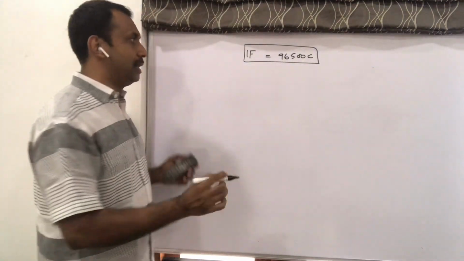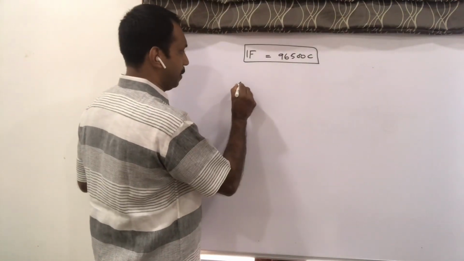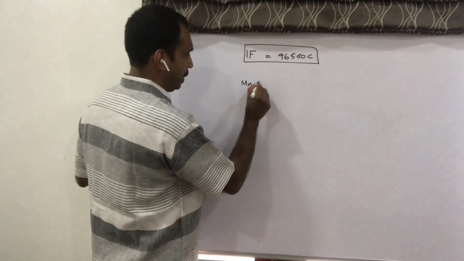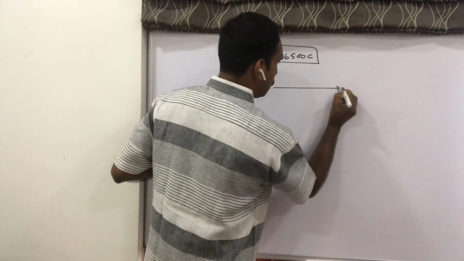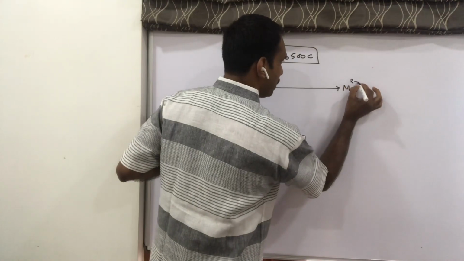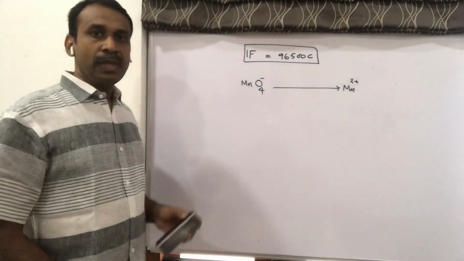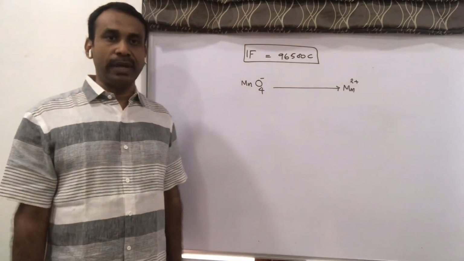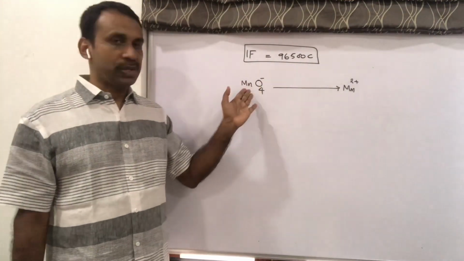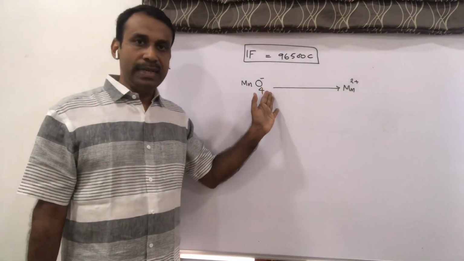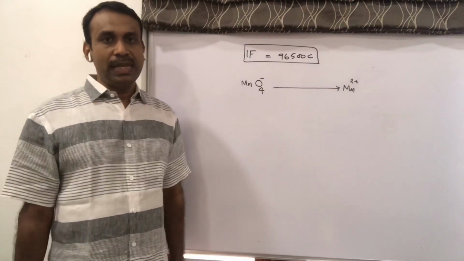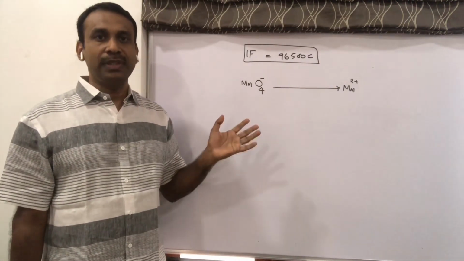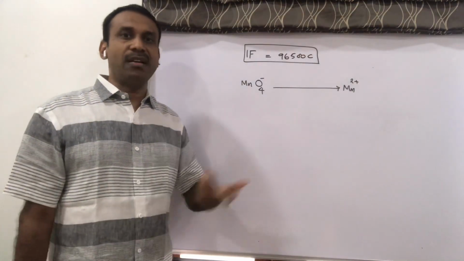Now here is a simple question. Consider the conversion of MnO4 minus to Mn2 plus. You see this reaction. How much Faraday is required for this conversion? Permanganate ion is converted into Mn2 plus. How much Faraday is required for this conversion? How can we solve this problem?